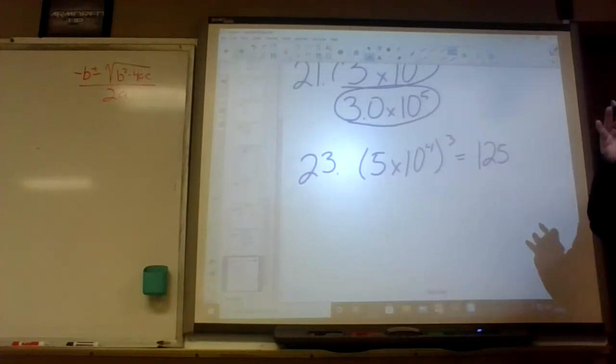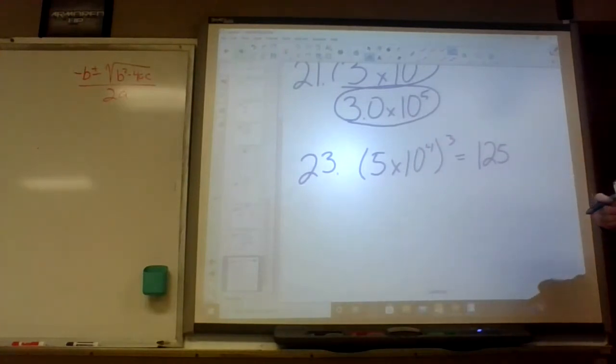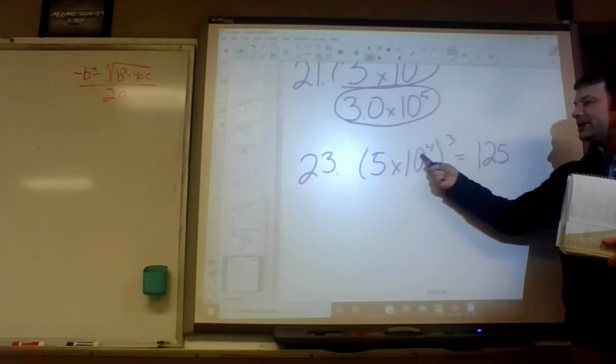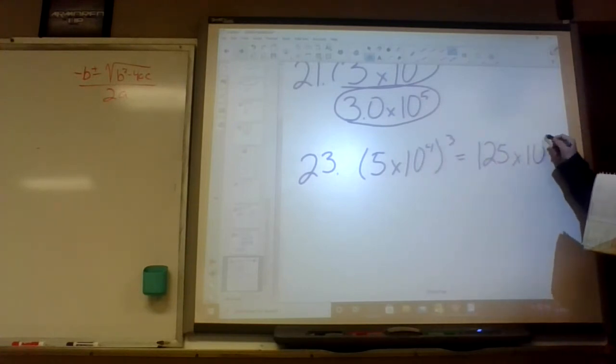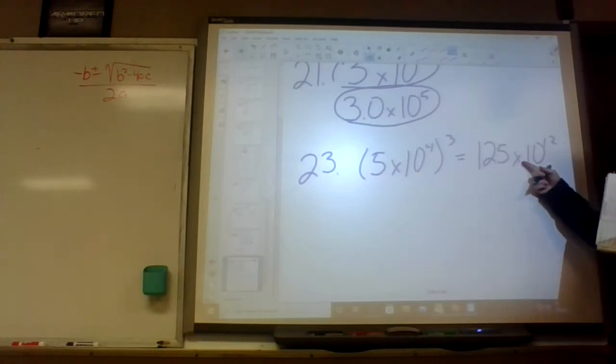Yeah, it's not 5 times 3. Exponents are a little off from the exact same as multiplying. Okay, 10 to the 4th to the 3rd. 10 to the 12th. Okay, is this in scientific notation?